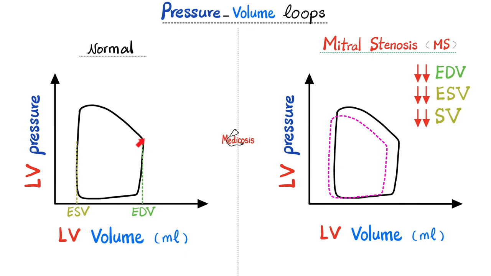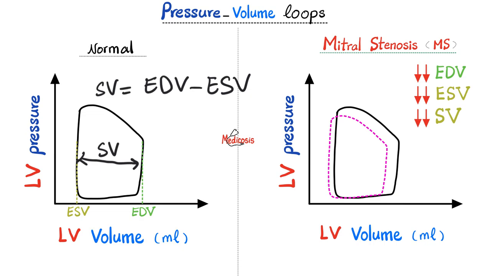This rightmost line right here represents the left ventricular end diastolic volume, which is the volume in the left ventricle at the end of diastole. This leftmost line right here represents the end systolic volume, which is the volume in the left ventricle at the end of systole. Between the end diastolic volume and the end systolic volume, what is this? Stroke volume. Why? Because stroke volume equals end diastolic volume, this one, minus end systolic volume, this one.